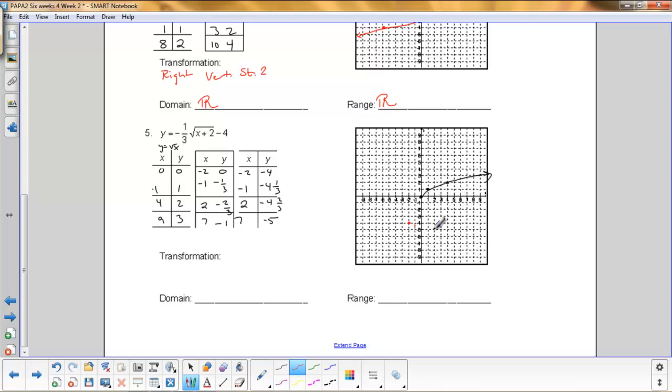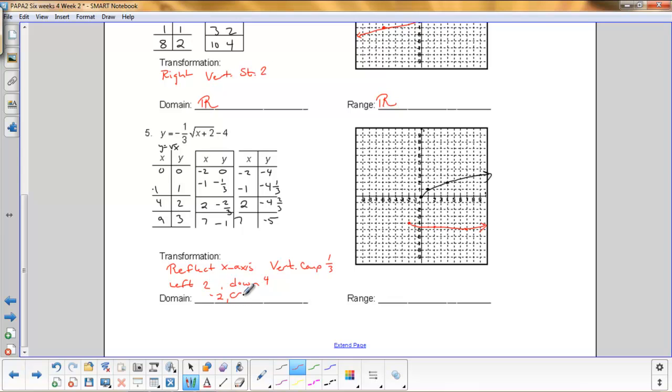You can see here we've got a pretty big vertical compression, where the line hardly curves at all. Alright, transformations: reflect the x-axis. Vertical compression of 1/3, and left 2, and down 4.